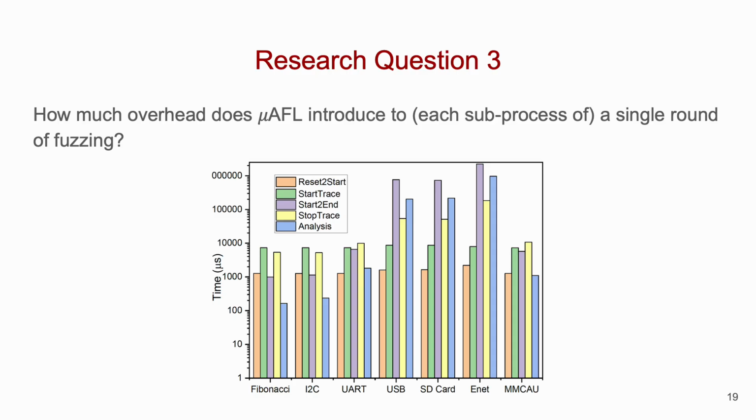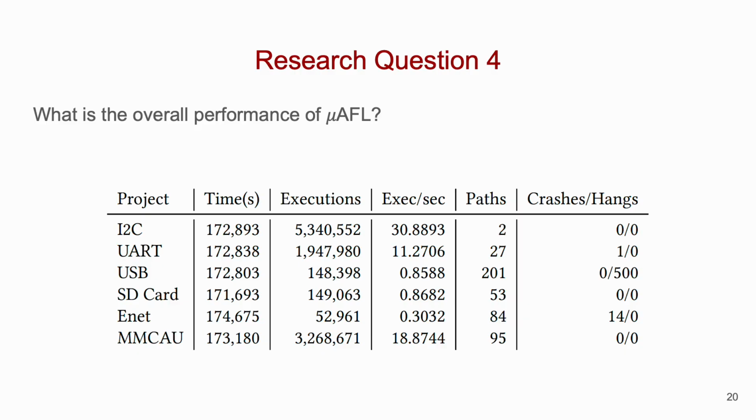As you can see, the execution time for reset to start and start trace stays stable across benchmarks, but execution time for other sub-processes increases as complexity of firmware increases. This is because more ETM packets were generated in more sophisticated firmware samples, consequently increasing their overhead. So, the fourth research question which they address is what is the overall performance of mAFL, right? It's an important question.